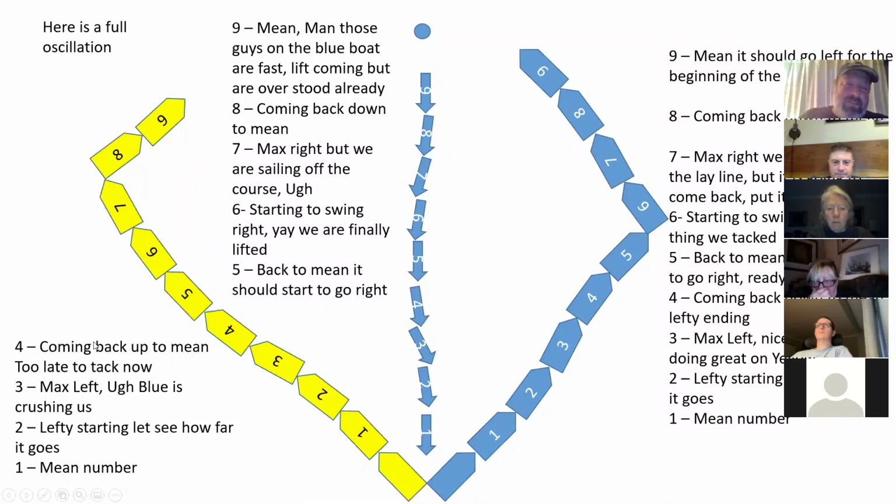So this is kind of my fun. You'll see a couple little more commentaries as we go. This was just, like I said, trying to exemplify what it means when you miss one oscillation. This is what it means. The blue boat handled it properly, and the yellow boat didn't.